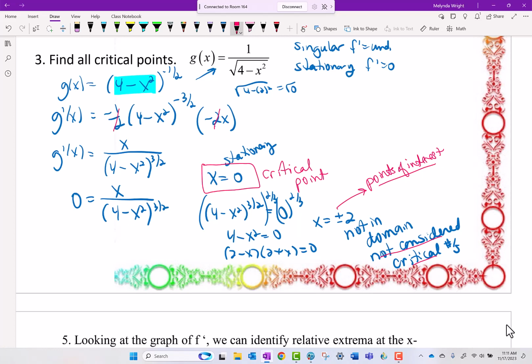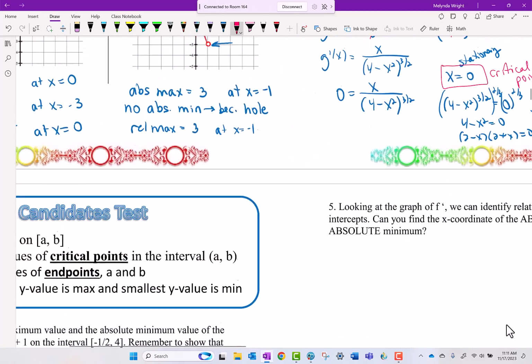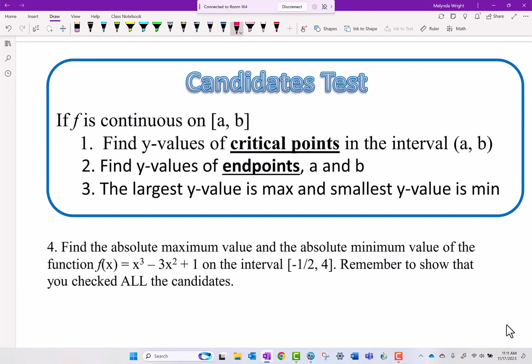Okay. So let's look at the second topic in our lesson, and that's the candidates test. So we looked at the extreme value theorem. We talked about critical points. Now let's look at the candidates test. The candidates test is just something you're going to have to memorize. Yes, it appears on formula quizzes. It's a 3.